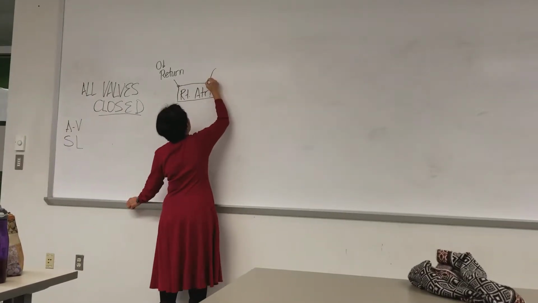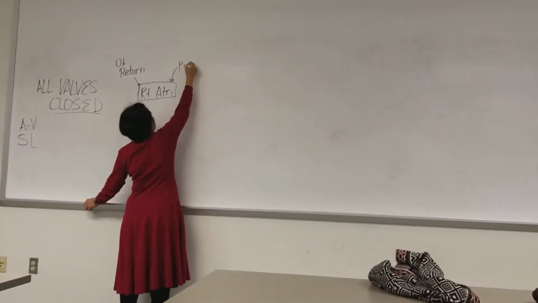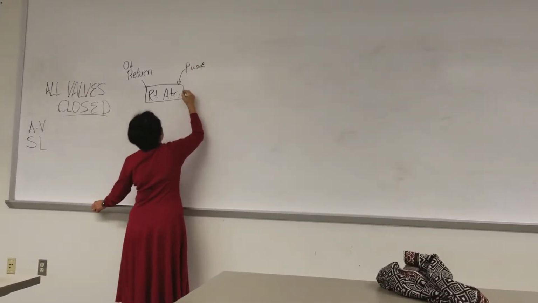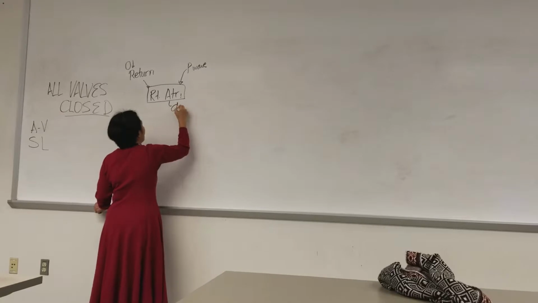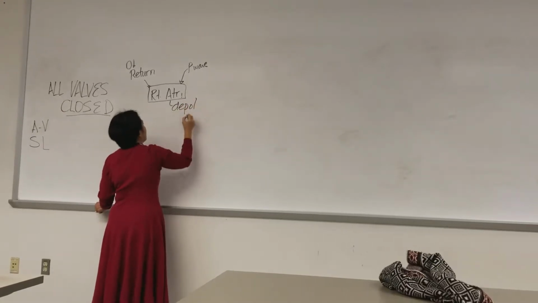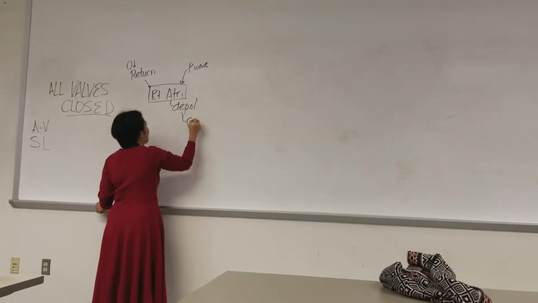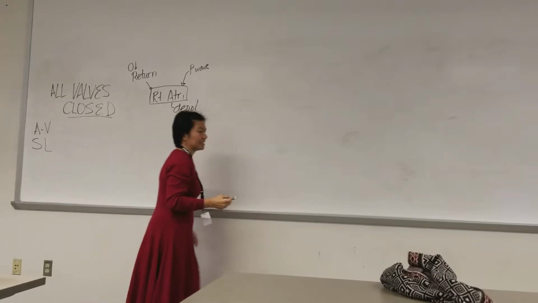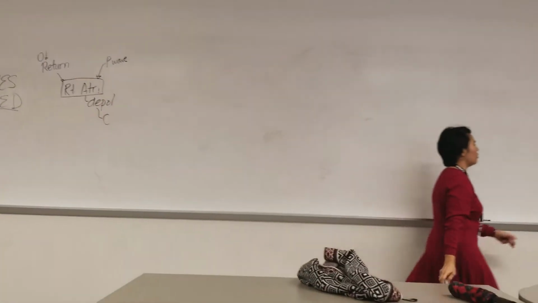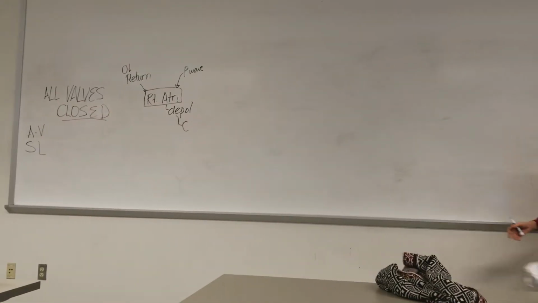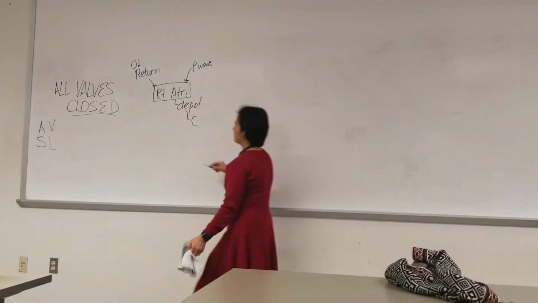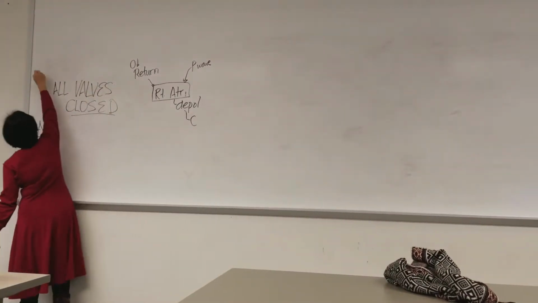You're going to have the P wave, right? Which will depolarize this one, leading it to contract or go into atrial systole. So it will go into atrial systole. Remember, we start with all the valves closed. This is our starting point. Start.